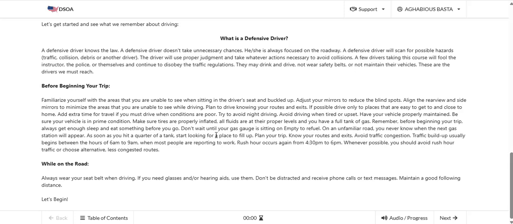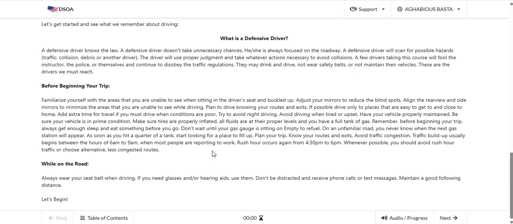Have your vehicle properly maintained. Be sure your vehicle is in prime condition. Make sure tires are properly inflated, all fluids are at their proper levels and you have a full tank of gas. Remember, before beginning your trip, always get enough sleep and eat something before you go. Don't wait until your gas gauge is sitting on empty to refuel. On an unfamiliar road, you never know when the next gas station will appear. As soon as you hit a quarter of a tank, start looking for a place to fill up.